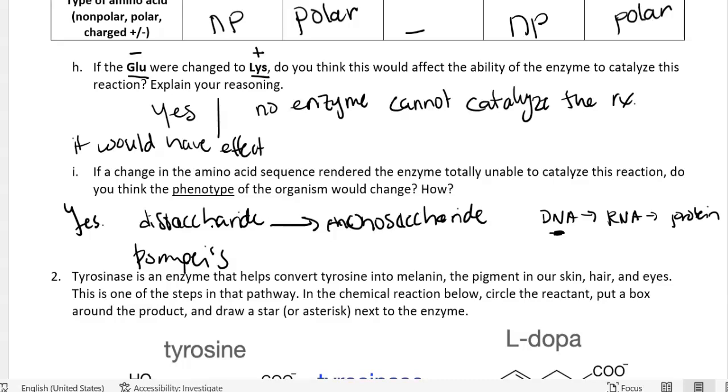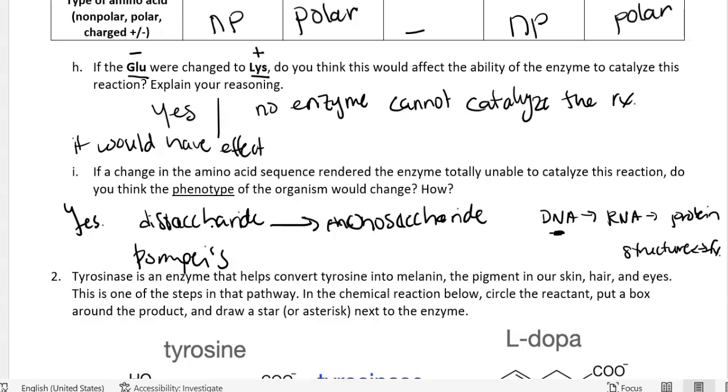It's not going to be able to do its function. And remember that structure and function are very related to each other. So this is the flow of information. We're talking about a functional protein being changed to a non-functional protein.